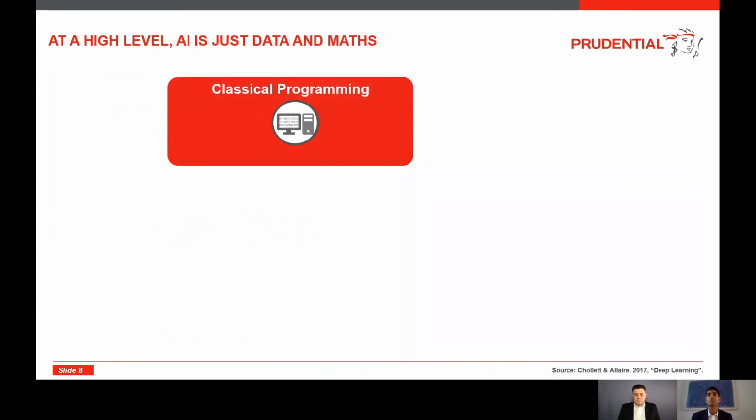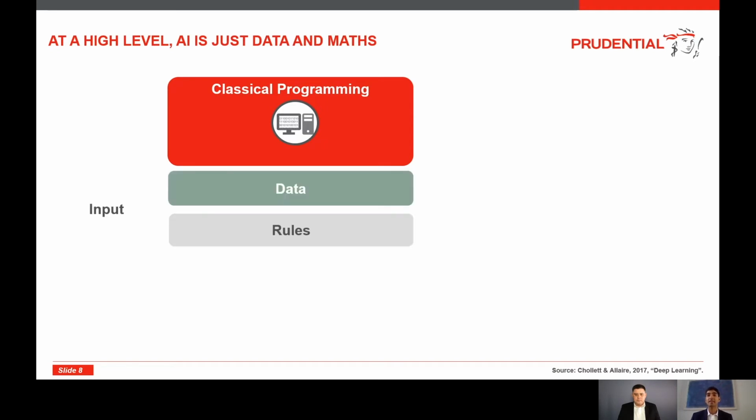It all really started with classical programming, and it goes something like this. If you assume that you know all the rules that define a particular system, then all you have to do is gather data, apply the rules to that data, and come up with a set of predictions or answers within that system. So you start with data and rules, and the output is a prediction or set of answers.